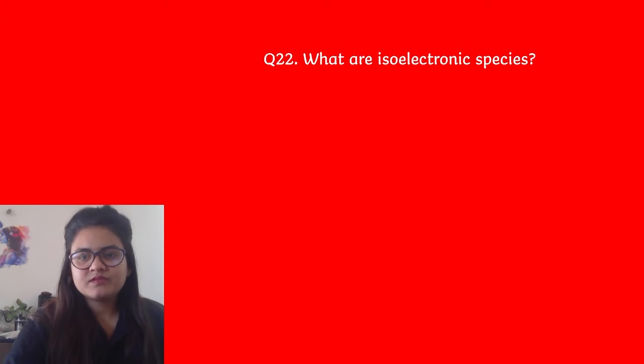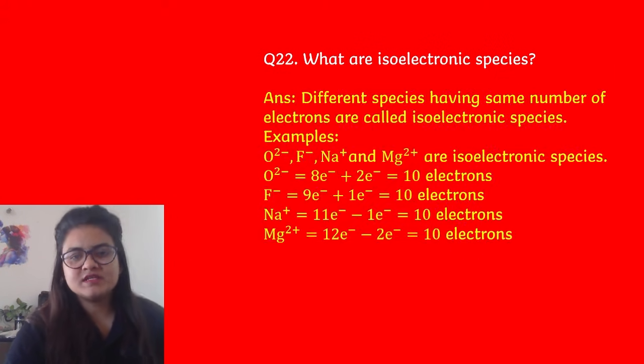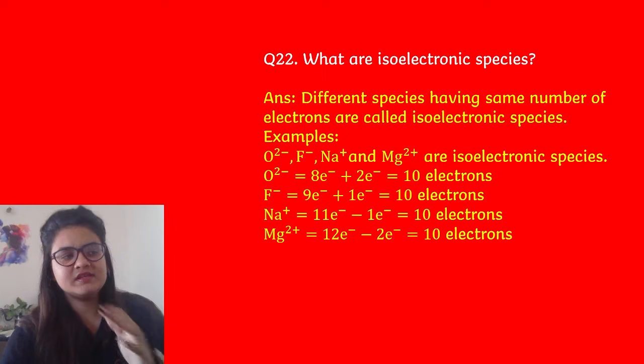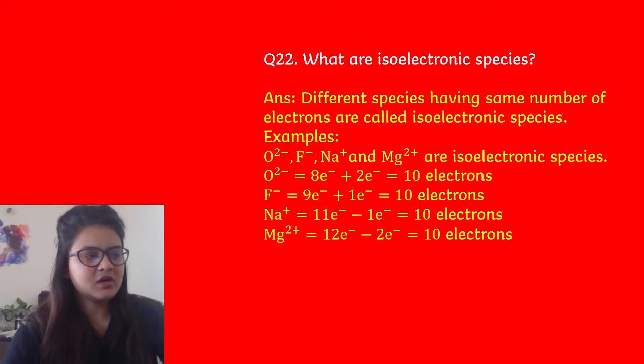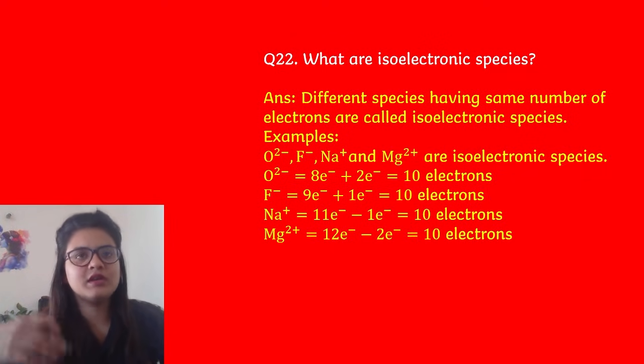Okay, next, what are isoelectronic species? The species that have the same number of electrons are called isoelectronic species. You can see some examples are given: O2 minus, F minus, Na plus and Mg2 plus. All of them have 10 electrons each.